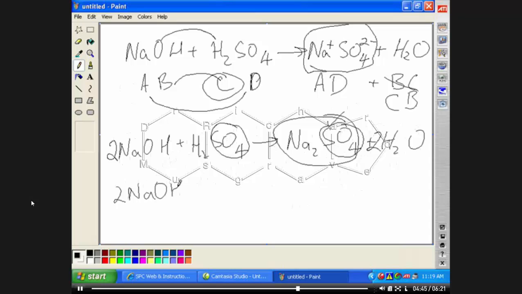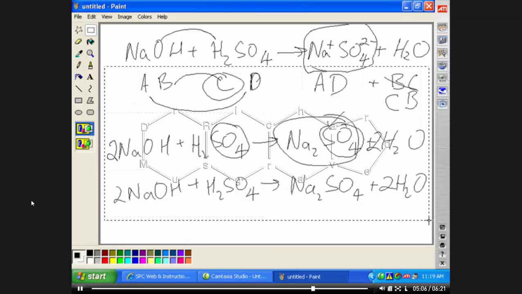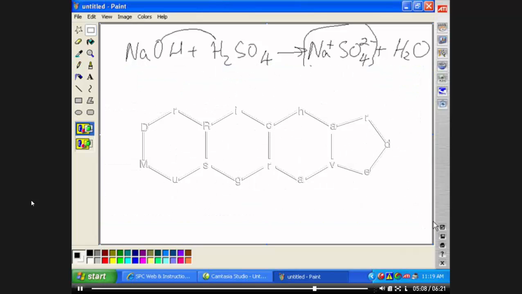I'll just rewrite it so you can see it. 2 NaOH plus H2SO4 gives Na2SO4 plus 2H2O. And there's our final reaction. Now what I'm going to do is clear this out and redo the problem without the explanations, and then you can see the best way for you to set it out.